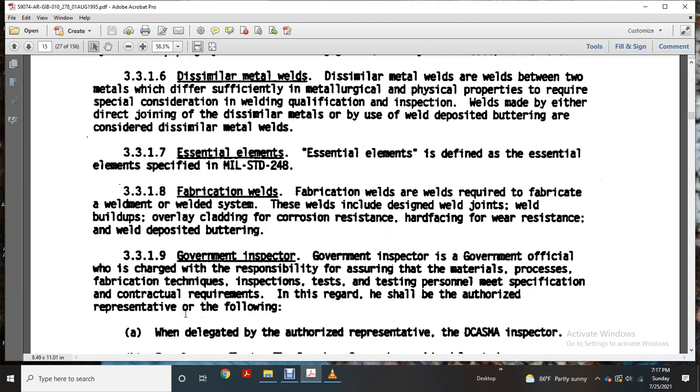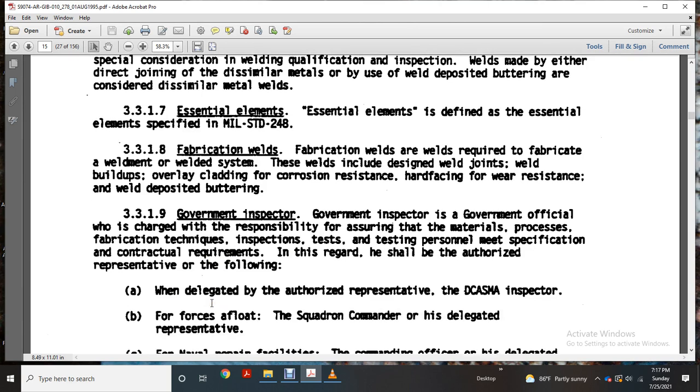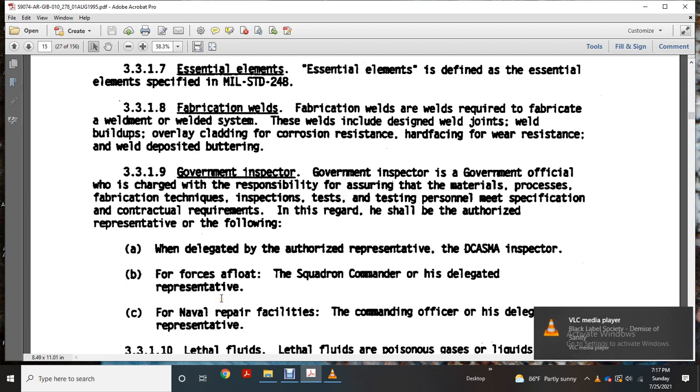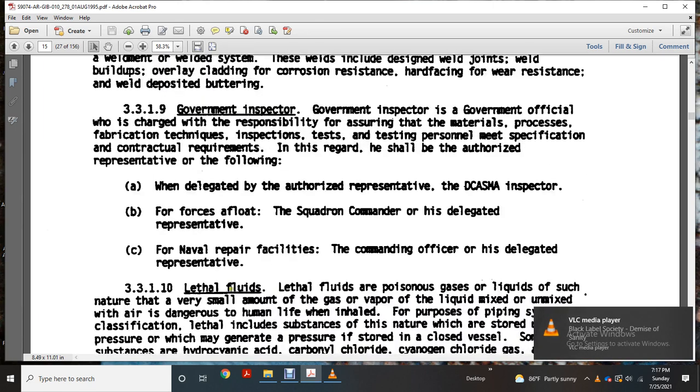Government inspector. The government inspector is the government official who is charged with the responsibility for the assurance of the metal materials and process of the fabrication techniques, inspection, and testing. Personnel must be certified to contract requirements with regard to the authorized representative, who delegated with the authorized representative of the DCASMA inspector, force flow, squadron commander, his delegated representative of the Navy, the repair facility, the commanding officer or his delegated representative.